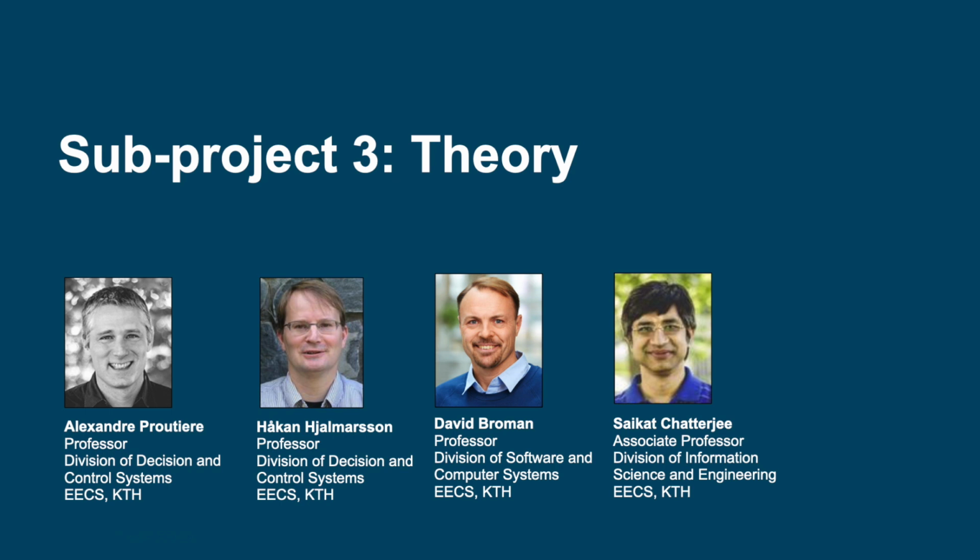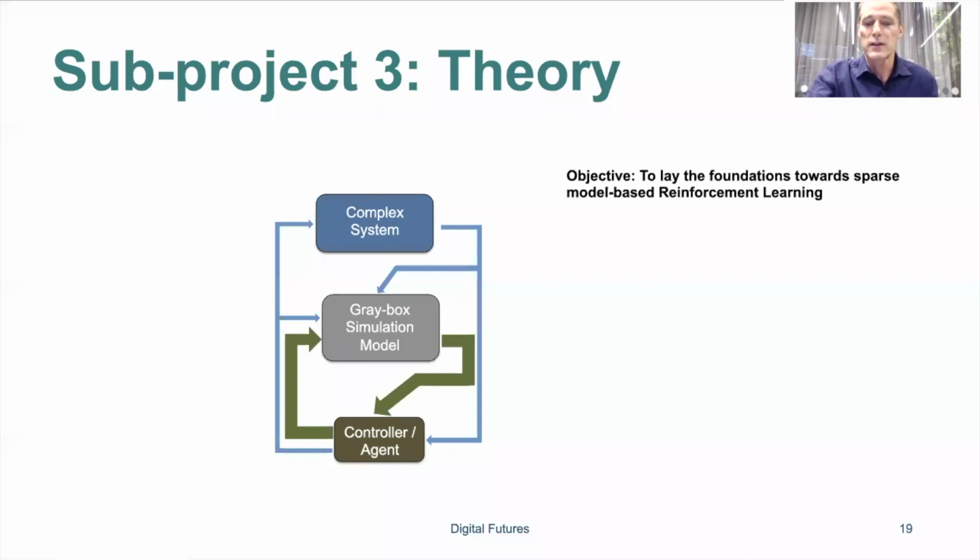So the last sub-project of DLL involves most of the PIs and aims at laying the foundation towards the development of reinforcement learning techniques with limited data. So the generic envisioned system consists of 3 components. The first component is the complex system we wish to control itself. The second component is a simulator of, or a model of, this complex system. And the third component is the controller or the learning agent.